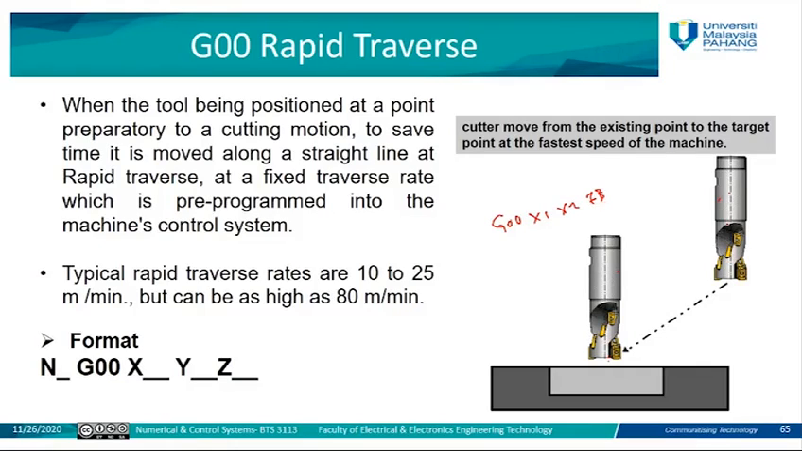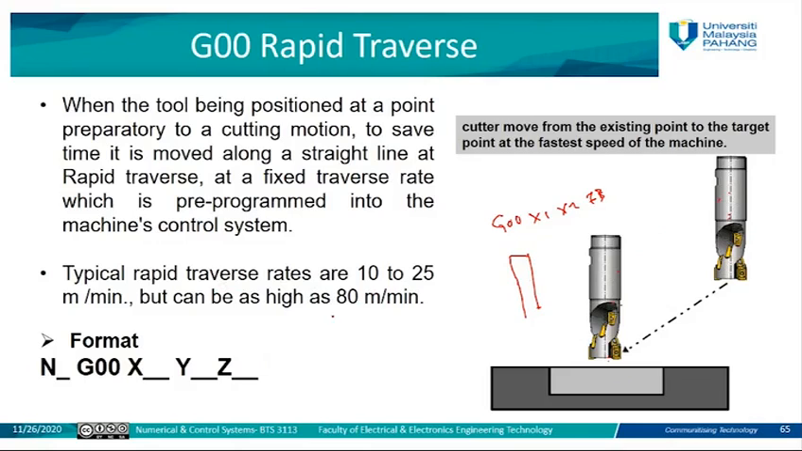It will ask the spindle to move at the fastest speed from the start point until the destination point. Then I change my mind. I want the spindle to go to another point, so I'm going to say another X, another Y, another Z. It totally depends on the destination point that I want to go to. The rapid traverse rate is 10 to 25 meters per minute. That is the rate for this movement without conducting any task.